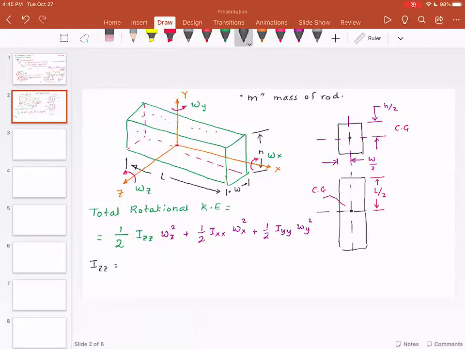Look at IZZ. What are the two important dimensions here? You have this dimension and this dimension. IZZ is about the axis perpendicular to the plane XY. So the z-axis is perpendicular to the plane that comprises x and y. The equation is 1 by 12 m times L squared plus H squared. L is the dimension along X and H is the dimension along Y.